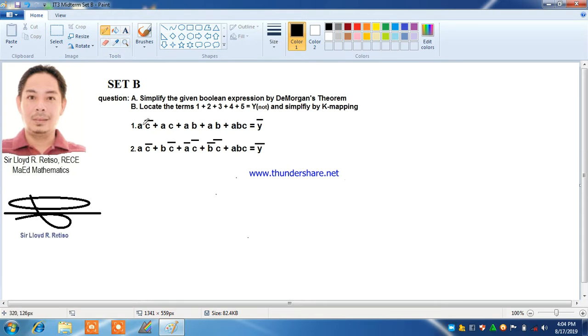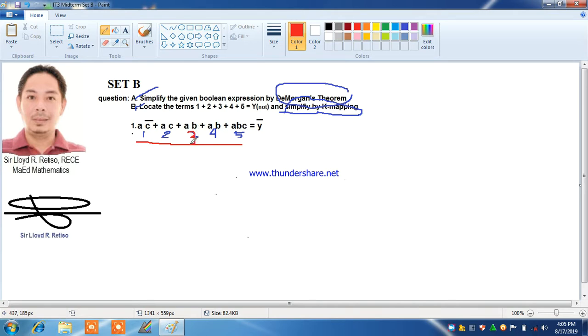Okay, so we have here problem number one. A Boolean expression or equation with 1, 2, 3, 4, and 5 terms. Okay, so let's simplify this equation. The solutions are: A, simplify the given Boolean expression by DeMorgan's theorem, and for B, simplify by K-mapping. So first we're going to simplify this by DeMorgan's theorem.